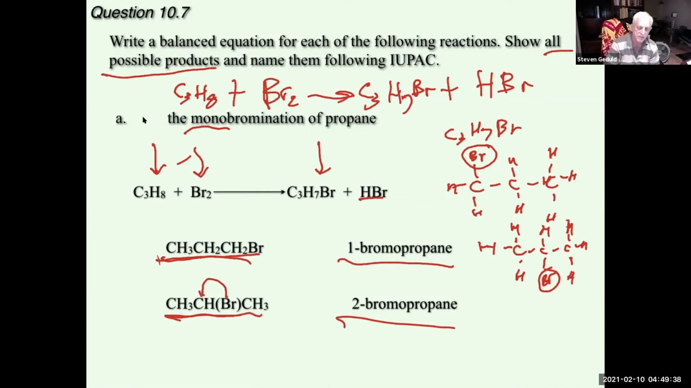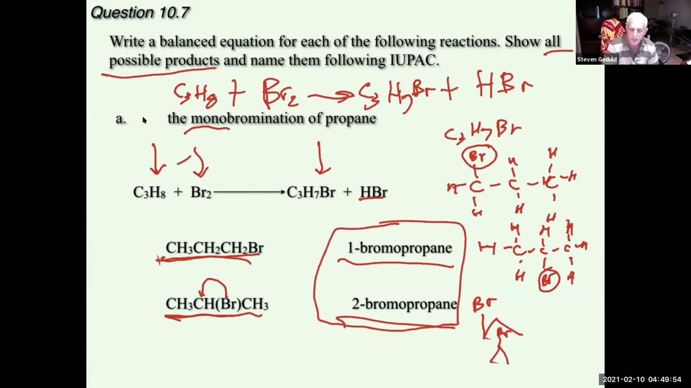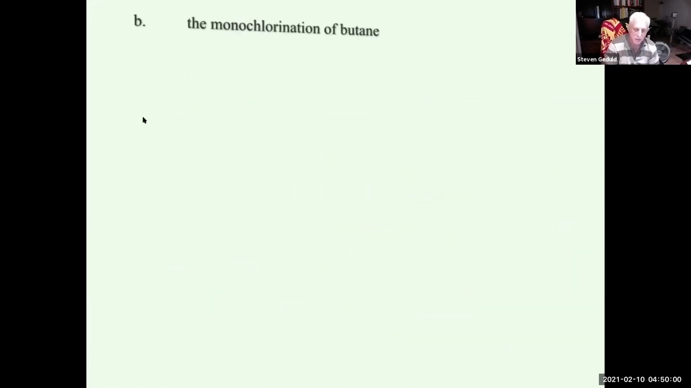So if we do lines for the reaction, we have propane, 1, 2, 3. We add bromine, we could add the bromine here, or we could add the bromine here. So we get 2 products, 1 bromopropane or 2 bromopropane. You got to be careful where you're replacing it from. So let's replace this. We have butane now. Butane is 4 carbons, 1, 2, 3, 4.